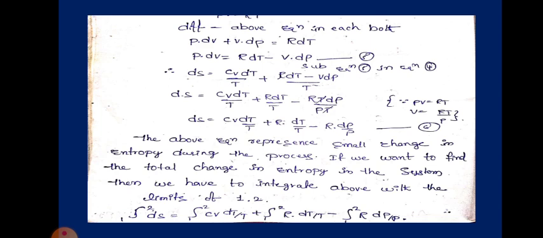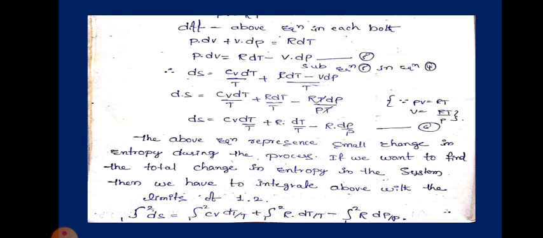So substitute equation number 5 in equation number 4. Therefore finally ds is equal to cv dT by T plus (R dT minus V dP) by T. So ds is equal to cv dT by T plus R dT by T minus RT dP by PT. So T gets cancelled. Finally, since PV is equal to RT, V is equal to RT by P. Therefore ds is equal to cv dT by T plus R into dT by T minus R dP by P. The above equation represents a small change in entropy during this process. If we want to find the total change in entropy in this system, then we have to integrate the above equation within the limits 1 to 2.